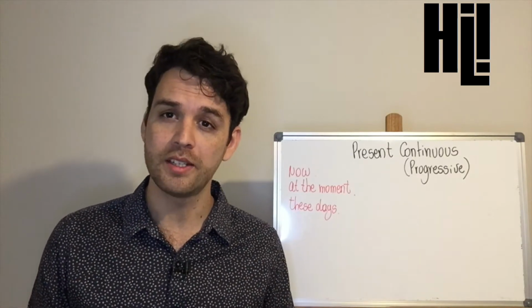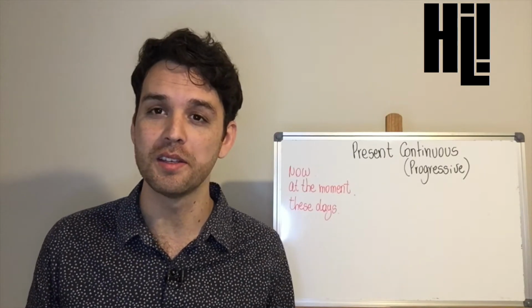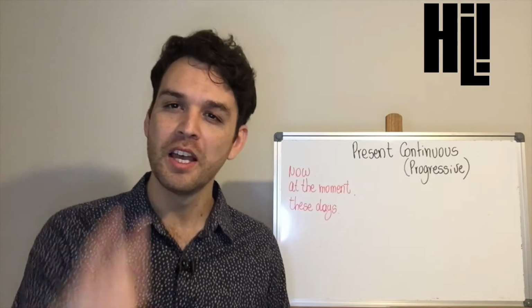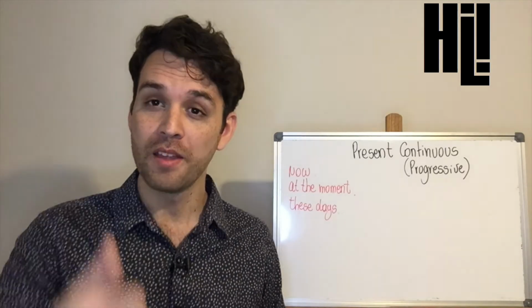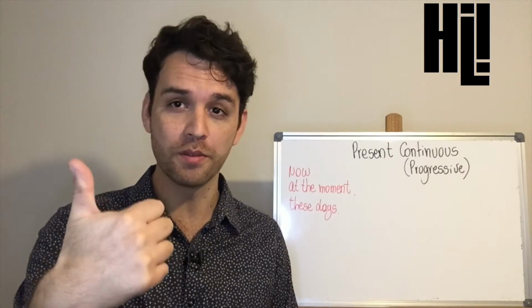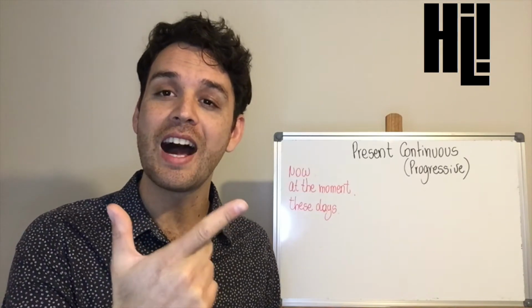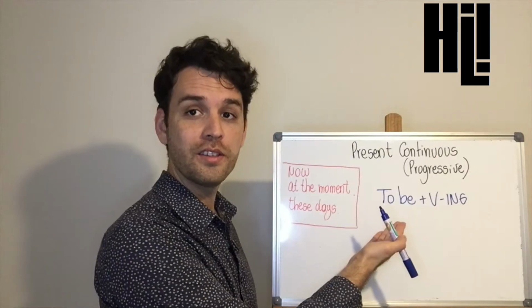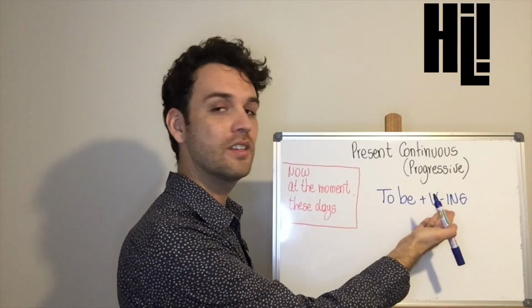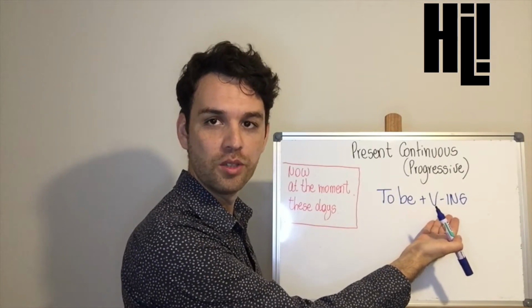Before we formulate a sentence in the present continuous, we need to know that we need two important elements. The first element is the verb to be, and the second element is the main verb with its ing ending. This is the verb to be, and this is the verb in its ing form.